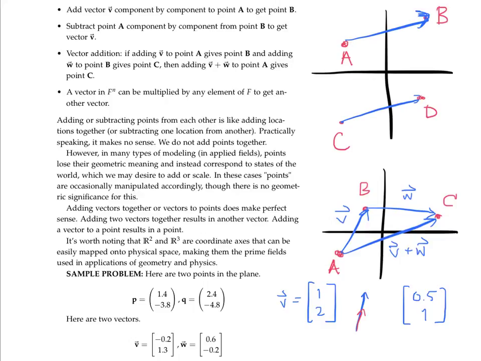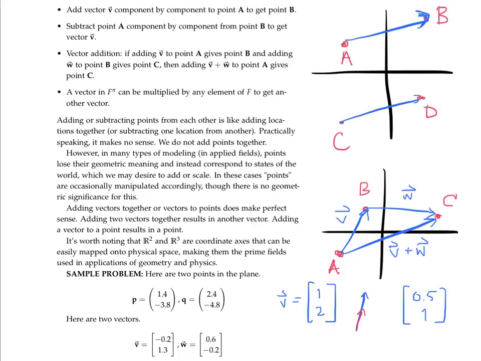Let's take a look at some sample problems. Before we begin them, it's important to take a look at what makes sense and what doesn't make sense to add together or multiply. Adding points together, subtracting points from each other, is like adding locations together or subtracting locations from each other. Practically speaking, it doesn't make sense. We don't add points together. Sometimes we subtract them to get the vector between them.